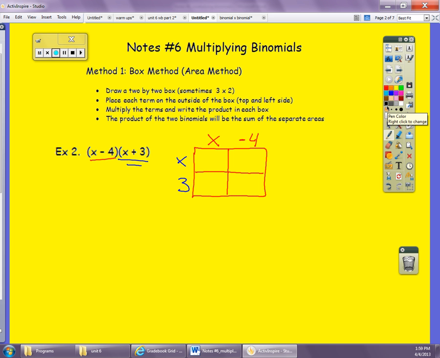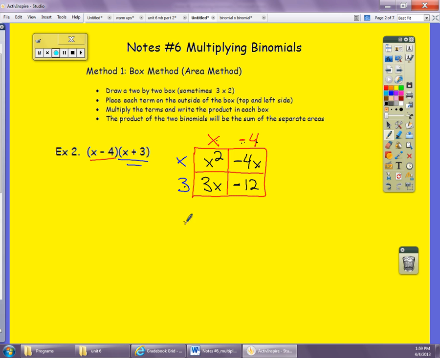And then we multiply. So we drew our box and placed the terms on the outside. Now we multiply. So we do x times x, which will give us x squared. We do x times negative 4. That's negative 4x. 3 times x, 3x, and then 3 times negative 4, negative 12.